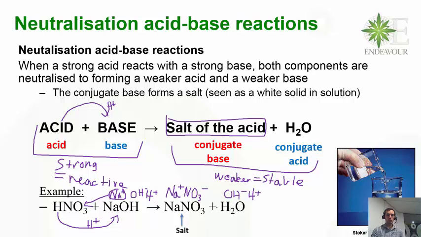Essentially, by doing this, we've been able to neutralize both the strong acid and strong base, creating more stable components. Don't worry too much about the movement of ions within this acid-base reaction. It's actually quite complicated. What I want you to focus on from this slide is the fact that by reacting a strong acid and a strong base together, it creates a weaker acid and a weaker base, and we call that a neutralization reaction.